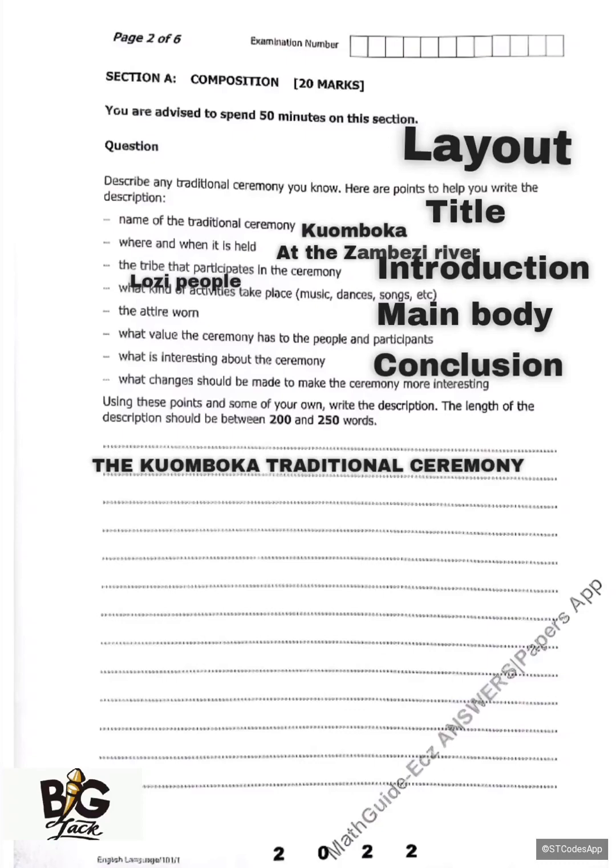The first thing here, I'm going to help you on how to start the introduction. Then the main body also I'm going to show you. Then the rest you are going to finish. Since we are talking about the Kuomboka traditional ceremony, I'm going to say the Kuomboka tradition. When starting your introduction, you need to skip at least 2 centimeters of your line, so I'm going to start here instead of starting here.